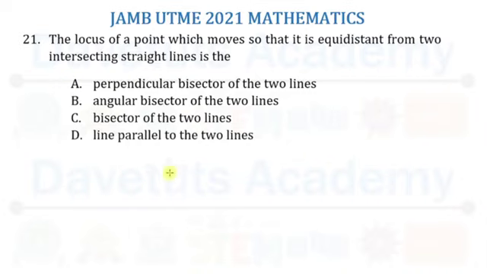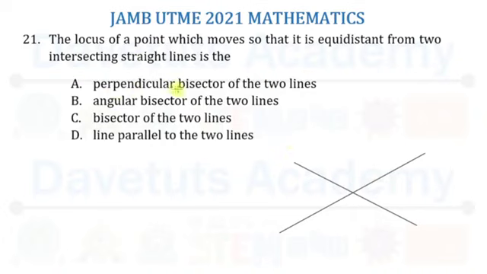So here we have this question on locus, and we are being told that the locus of a point which moves so that it is equidistant from two intersecting straight lines is the what? Is it the perpendicular bisector of the two lines, the angular bisector, the bisector of the two lines itself, or a line parallel to the two sides? So let's consider two lines like this, okay? And let's just consider each of the options that were given here.